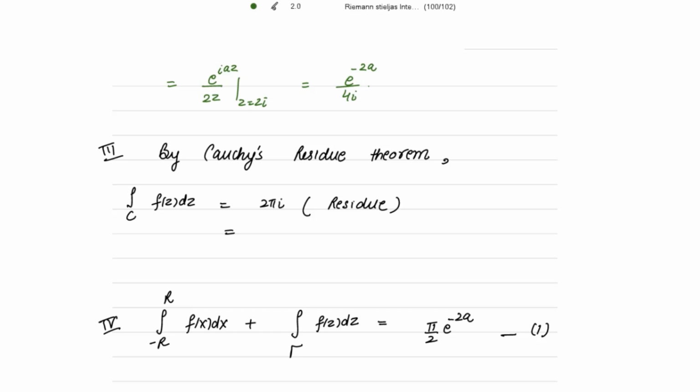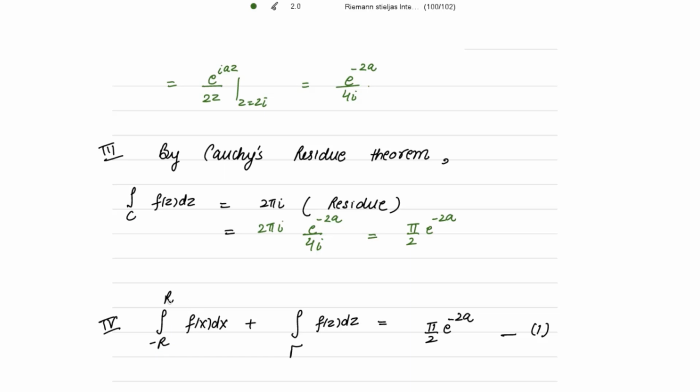Very fine. The third step is, by Cauchy's residue theorem, the integration along the contour of f(z) dz is equal to 2 pi i times the residue. So it is 2 pi i times e^(-2a) over 4i. So the i's cancel out, the 2 also cancels with 4, and the remaining term will be pi by 2 e^(-2a). Very fine. Now this contour C will split up into two parts.